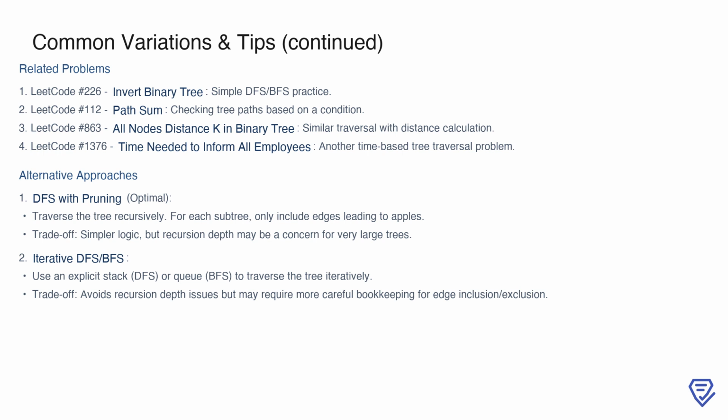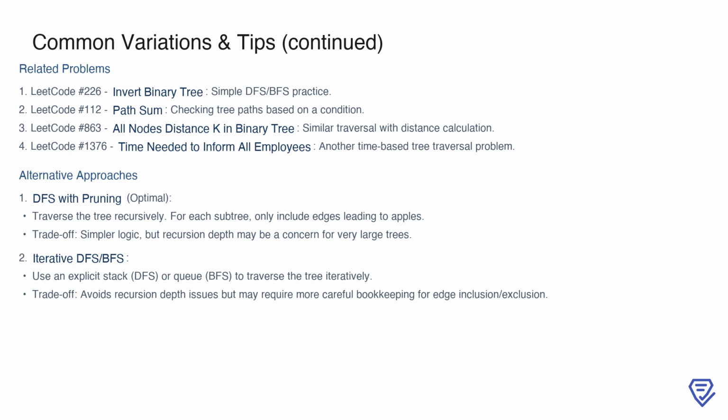For instance, LeetCode number 226, Invert Binary Tree, is a good starting point for practicing basic DFS and BFS traversal. LeetCode number 112, Path Sum, challenges you to check tree paths based on conditions, which mirrors the logic of filtering paths in this problem. Another related problem is LeetCode number 863, All Nodes Distance K in Binary Tree, which involves similar traversal techniques combined with distance calculations. Finally, LeetCode number 1376, Time Needed to Inform All Employees, is another time-based tree traversal problem that shares conceptual similarities.